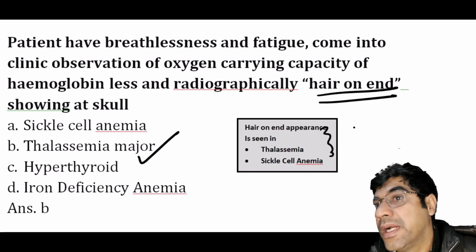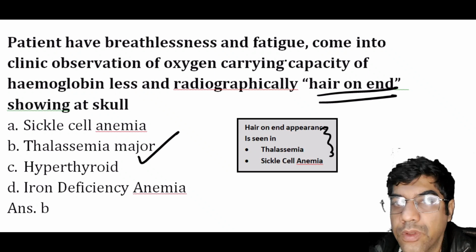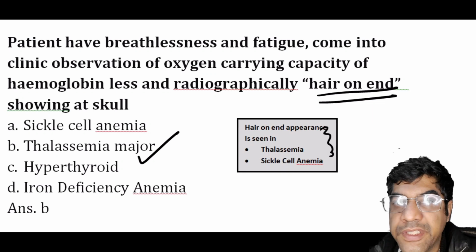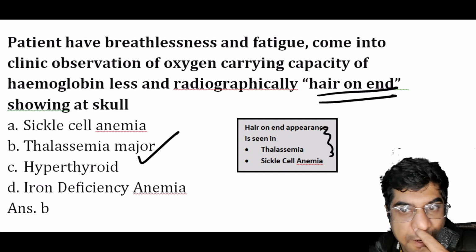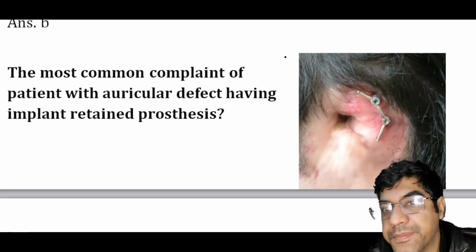thalassemia major. Apart from that, remember the hair on end appearance is seen in thalassemia major as well as sickle cell anemia. So the observation of reduced oxygen carrying capacity and the specific radiographic changes described point toward thalassemia major here.